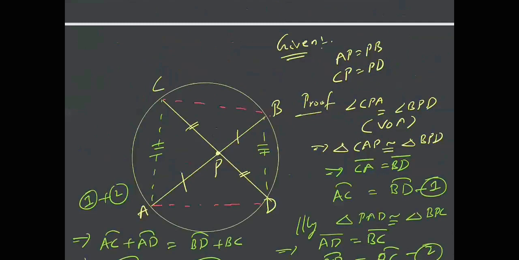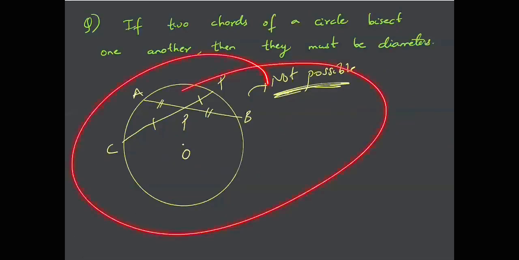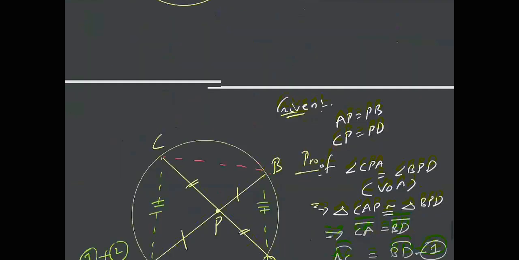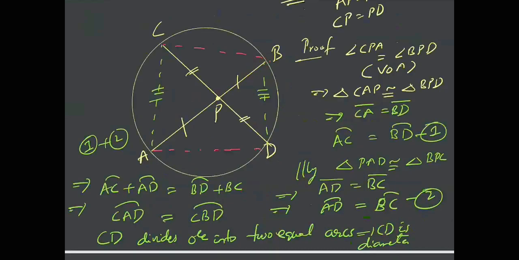So we have proved that if two chords bisect each other, then they must be diameters. So this type of case is not possible, that there are chords which are not passing through the center and they bisect each other. This is not possible. If they bisect each other, then they have to be diameters.